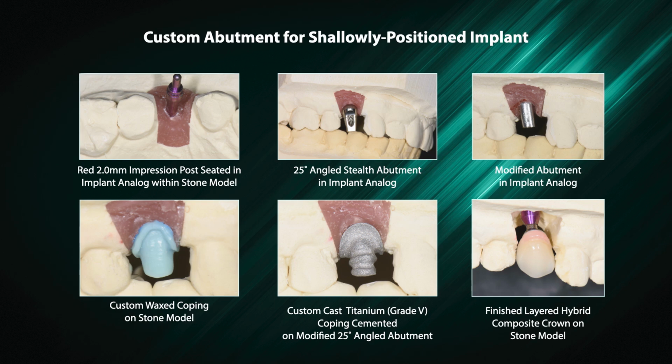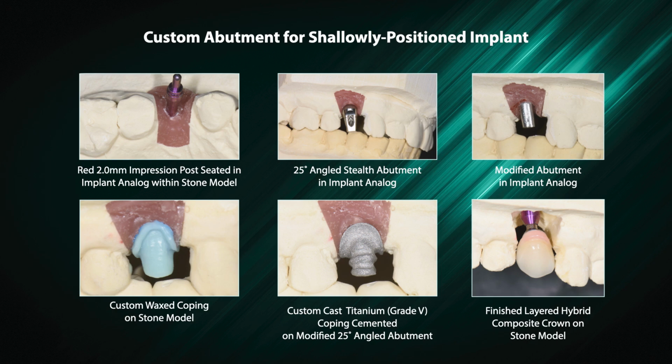The top left image is a red 2.0 mm impression post seated in the implant analog within the stone model. The top middle image is a 25-degree angled stealth abutment in the implant analog. The top right image is a modified abutment in the implant analog.